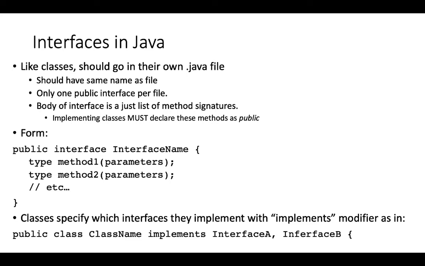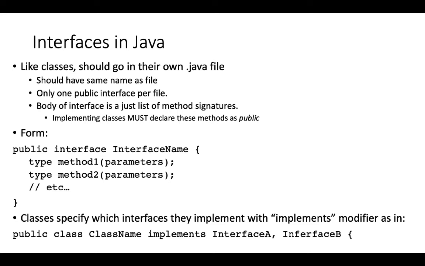So if I have a public interface, some interface name, then inside the body of that interface is just a bunch of declarations, no code, right? So the return type, the method name, its parameters, and then instead of an open curly brace followed by code, we just have a semicolon. So it's just a listing of the declaration of the public methods that are expected by any class that claims to implement this interface.